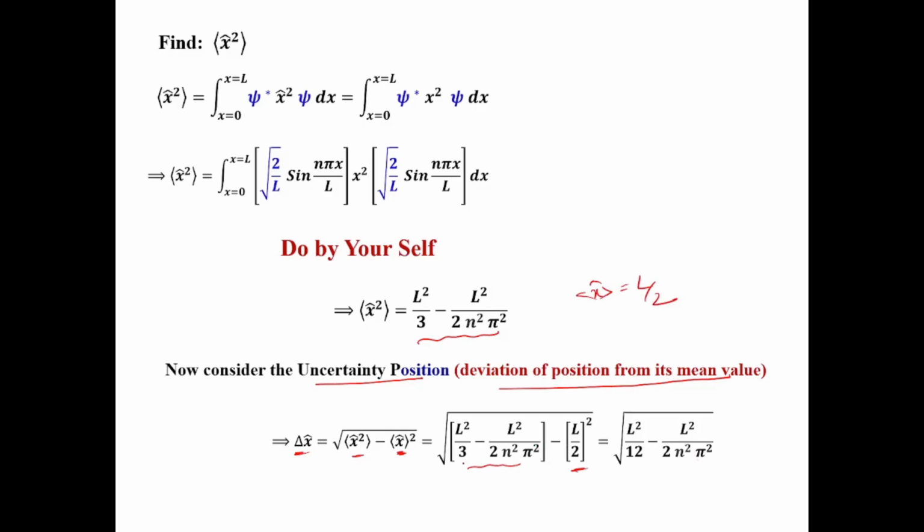Here you can see, this is L square by 3, and this is L square by 4. You just subtract, and you can find L square by 12 minus this much, right? Here we found del x cap. The del x cap value is this much. Now we have to find del p x cap.